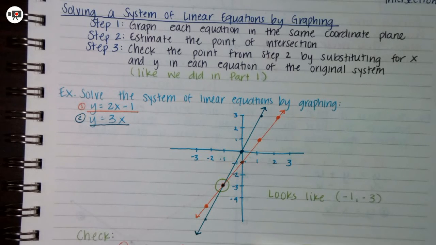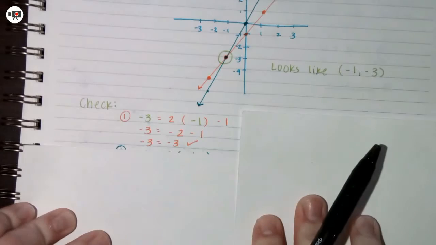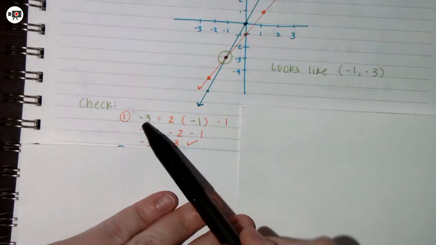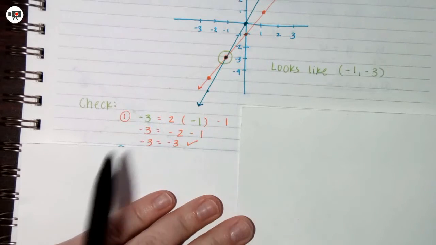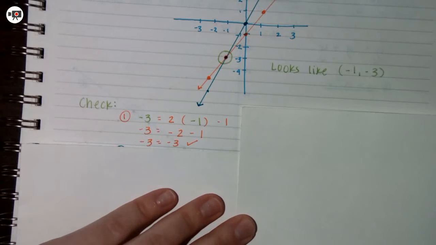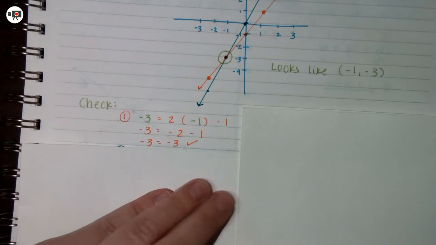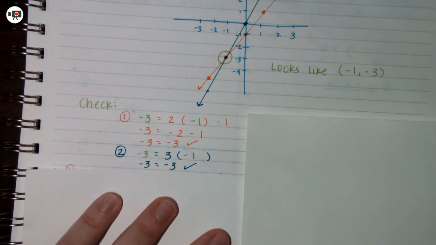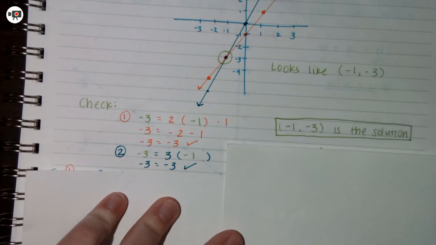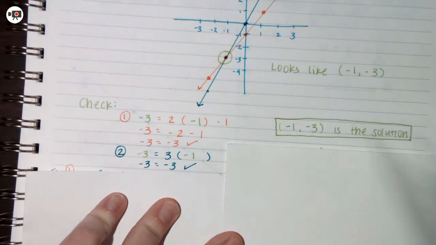So I'm going to check it by plugging it into each equation to make sure that I am accurate and did my graph correctly. So plugging it in, we have -3 equals 2 times -1 minus 1, and that simplifies to -3 equals -3, which is true. Plugging it into equation 2, -3 equals 3 times -1, which is -3 equals -3. So, -1, -3 is the solution. It is the point where they cross.